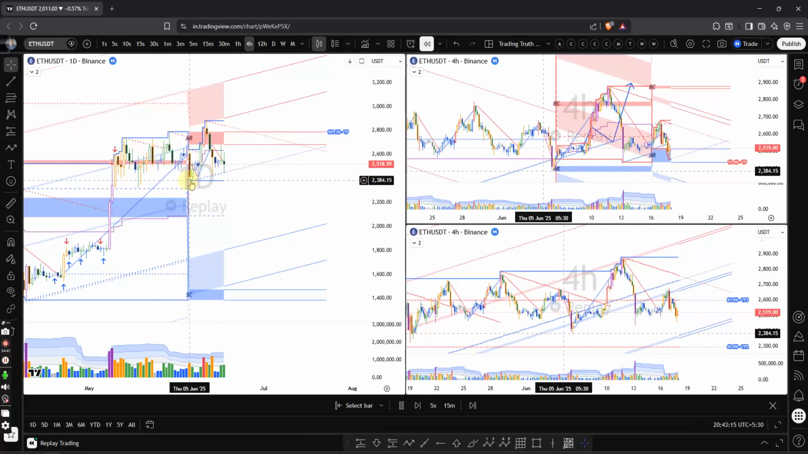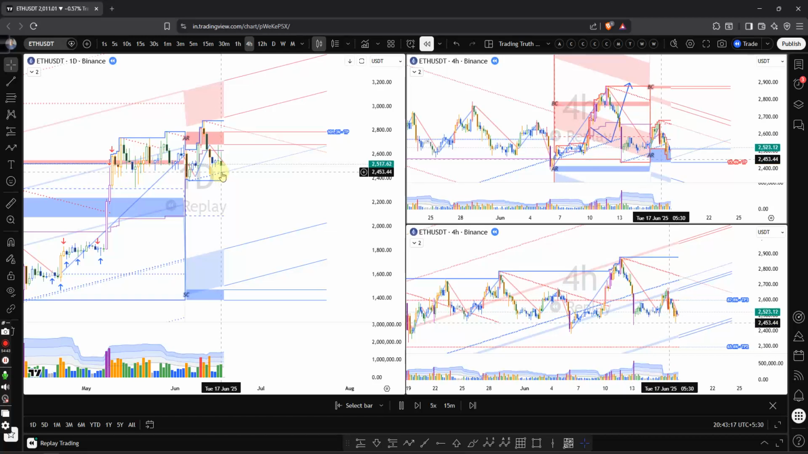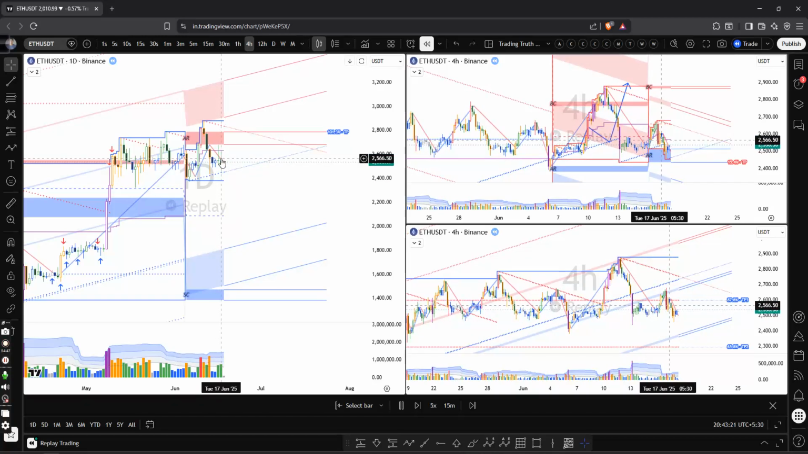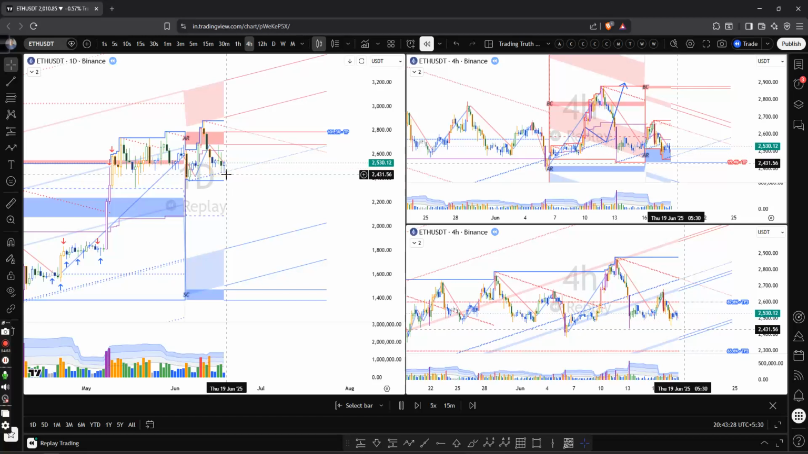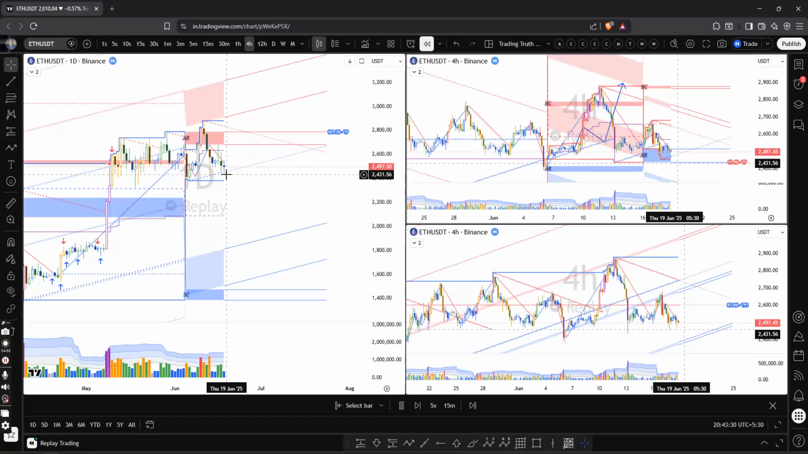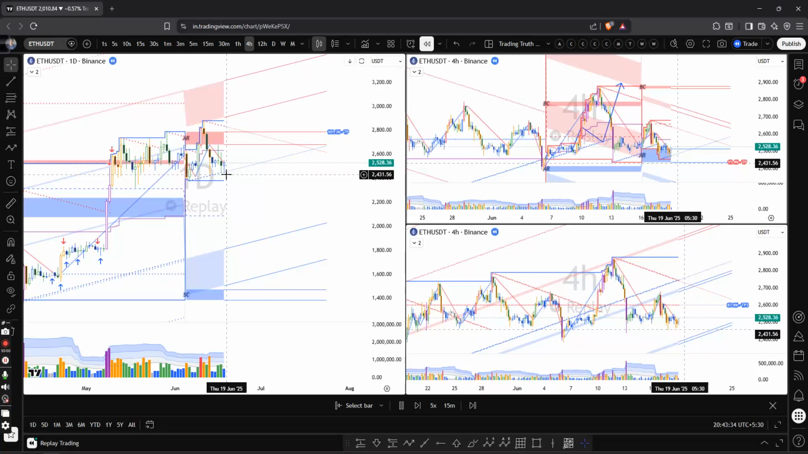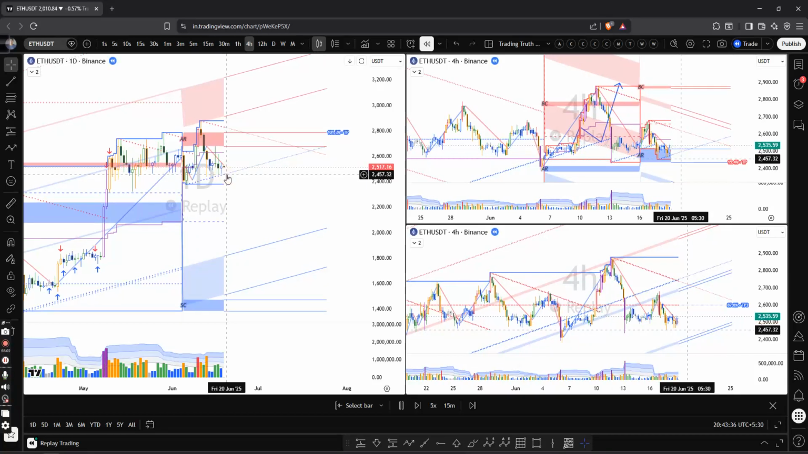For instance, right here, this trend line, why, when the market came down, was there suddenly some buying occurring? Why is that? You should ask yourself this question. And in the future, why does the market respect these levels?